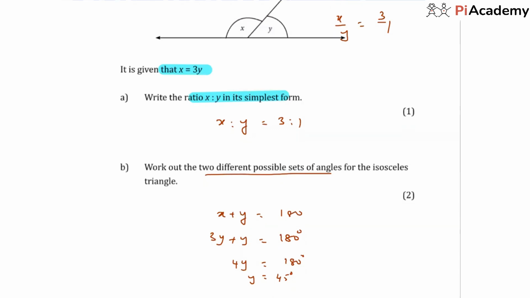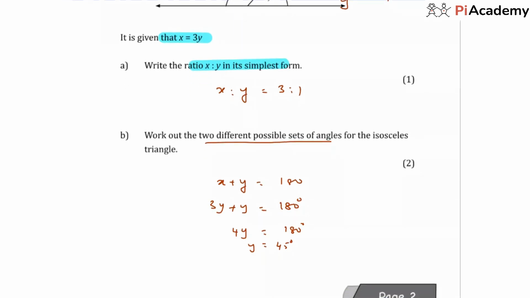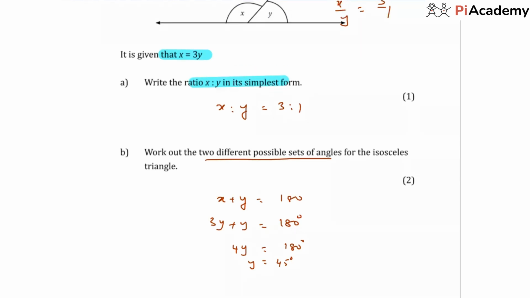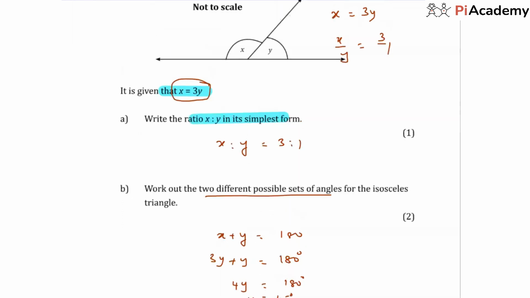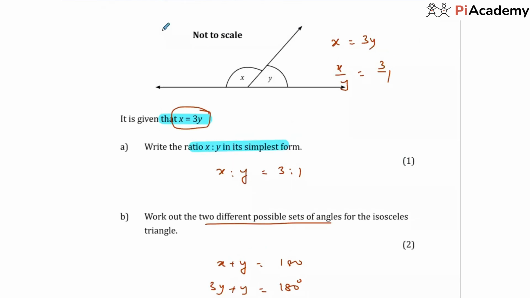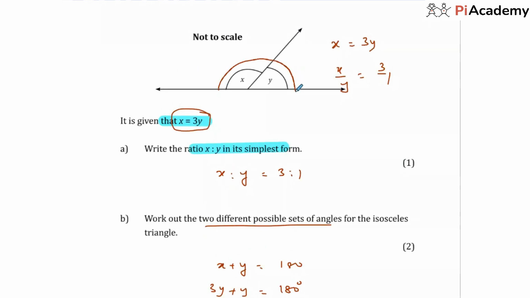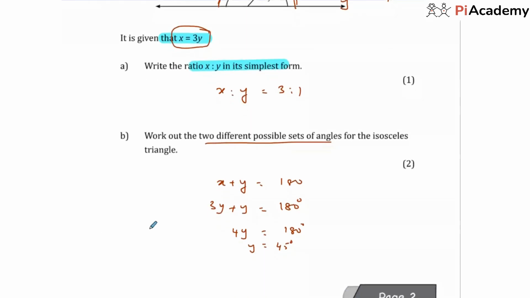So where did the x go? 135, 45. Where did the x go? You only did 3y. It is given x equal to 3y, right? So why are we having x plus y equals 180? Where's the other x on the second line? You've just done 3y plus y. No, this whole angle x plus y is 180 degrees, right? Look at question B. You did x plus y equals 180, but then there's no x on the second line.